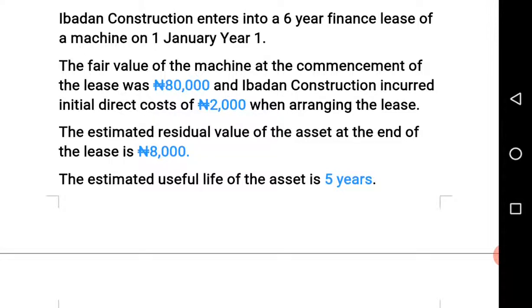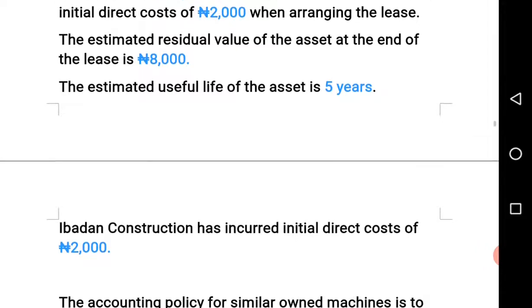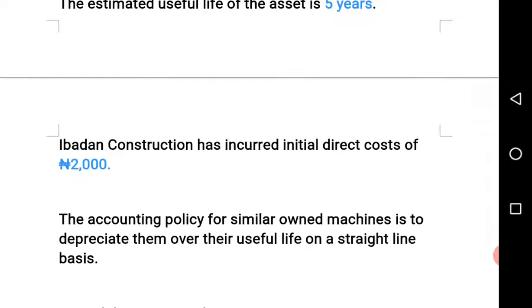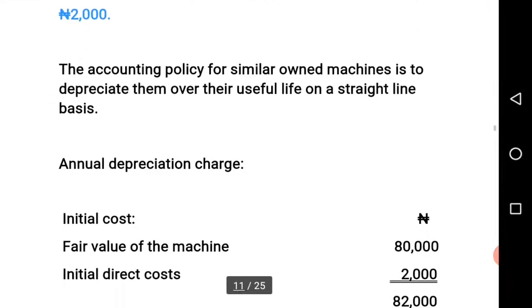So we have the work as Ibadan Construction has also incurred initial direct cost of 2,000 naira. The accounting policy for similar owned machines is to depreciate them over their useful life on straight line basis. So we have the basis for depreciation here. Annual depreciation charge. How do you get the annual depreciation charge? So we have the fair value of the machine, which is also the cost of the machine.